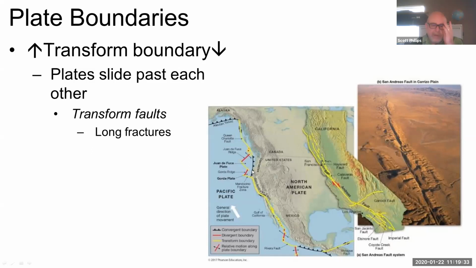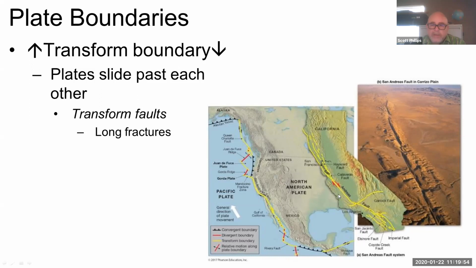Now, below that in California, this is where we had the subduction and the volcanoes and so on, but below that, we have a transform boundary. This is where plates slide past each other. These can create long fractures in the Earth's surface, as in this example, where the Pacific plate is moving northward relative to the North American plate.